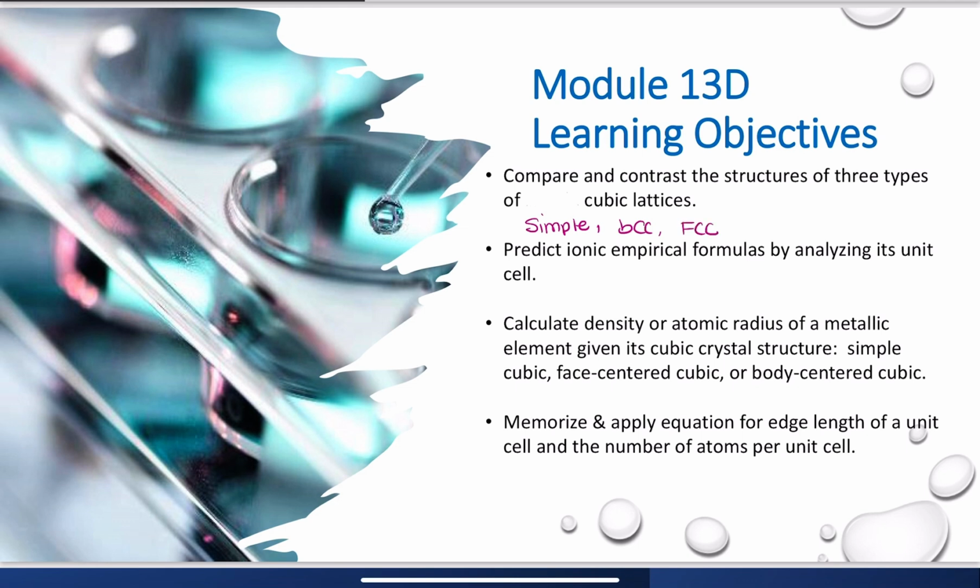You should be able to predict ionic empirical formulas by analyzing its unit cell, calculate the density or atomic radius of a metallic element given its cubic crystal structure, simple cubic, face-centered cubic, or body-centered cubic, and memorize and apply the equation for edge length of a unit cell and the number of atoms per unit cell. You need to be able to have this done so that you can do this.